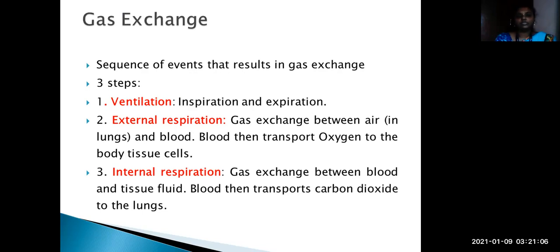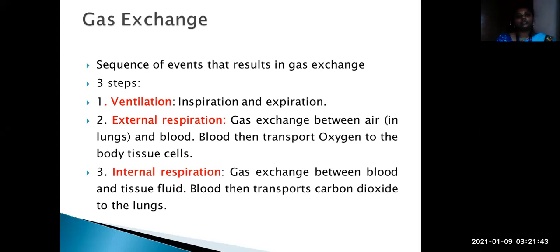The second step is external respiration. What happens here? Gas exchange takes place between the air and the blood. The blood transports oxygen to the body tissue cells. Our body needs oxygen to live, so the blood transports the oxygen to our body tissue cells. Then only will they be able to work actively.